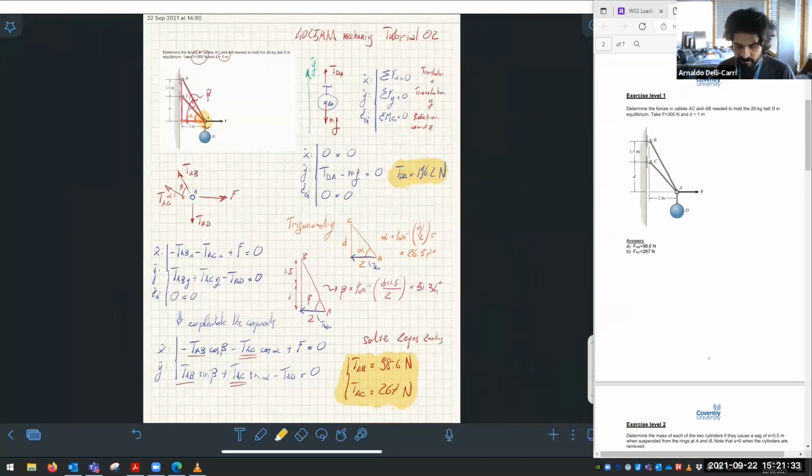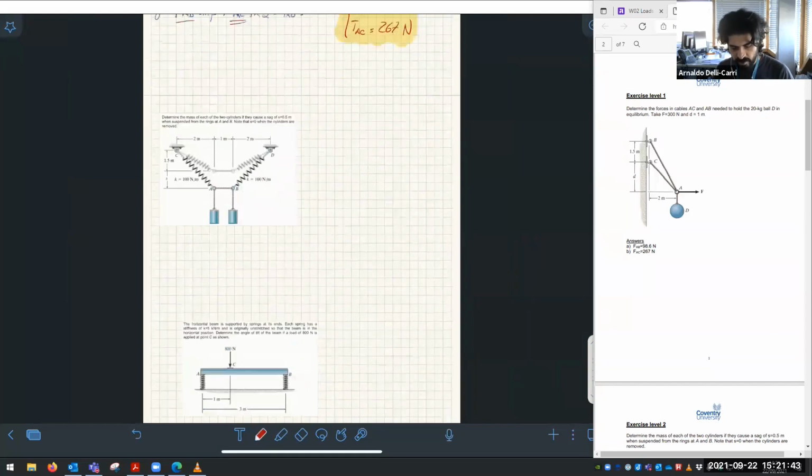How was this? Complicated? Hard? I think that was easy. Okay, so this is question 1. And we solved it. Now we have question 2.